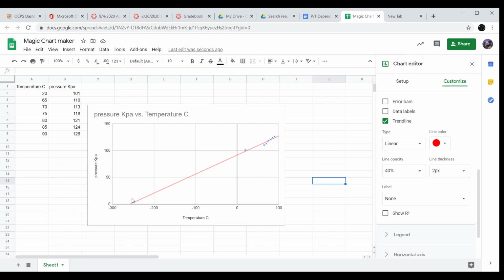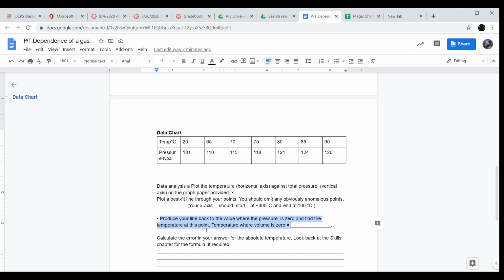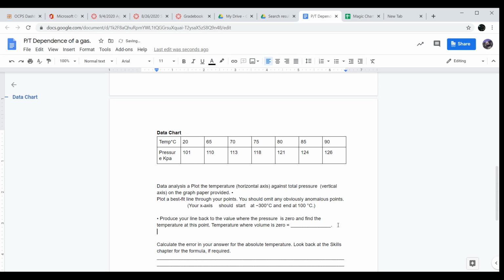This shows us our trend line specifically of when pressure equals 0. And we see here that it looks like the pressure equals 0 at probably negative 260 or something. So we have our trend line. Now let's take a look back here at temperature when volume is 0.